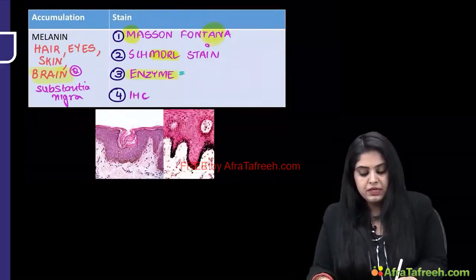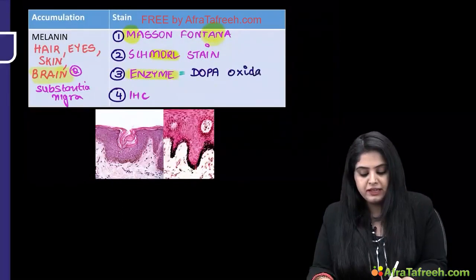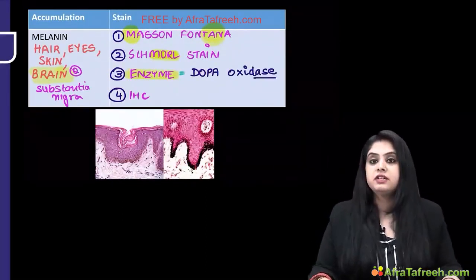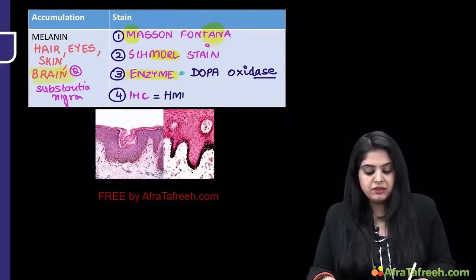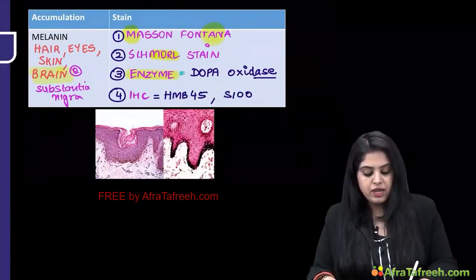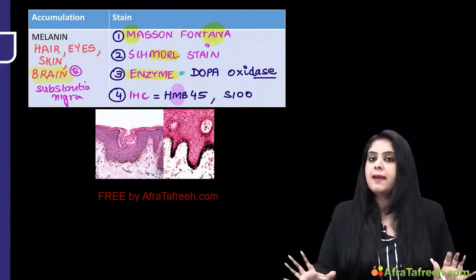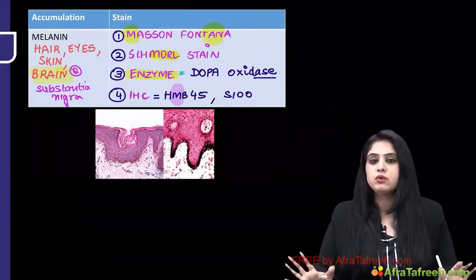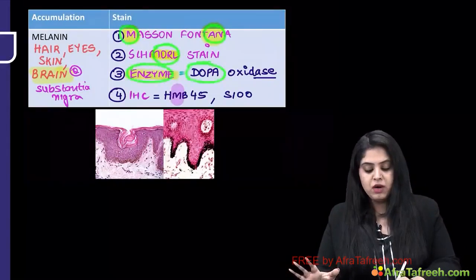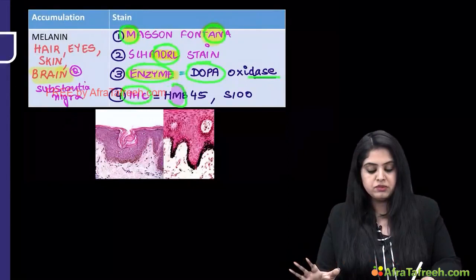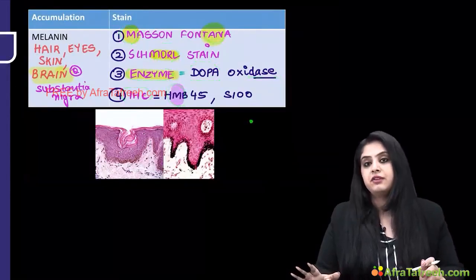Which enzyme can be used as a stain for melanin? So please remember, there is an enzyme known as dopa oxidase. Look, it sounds like an enzyme. So dopa oxidase is definitely for melanin. And which immunohistochemistries can be used? There is something known as HMB45 and S100, out of which HMB45 you will have to remember, M for melanin. Very, very important immunohistochemistry. So repeating, you have Masson Fontana, Schmorl stain, the enzyme is dopa oxidase, and the immunohistochemistry is HMB45 and S100.